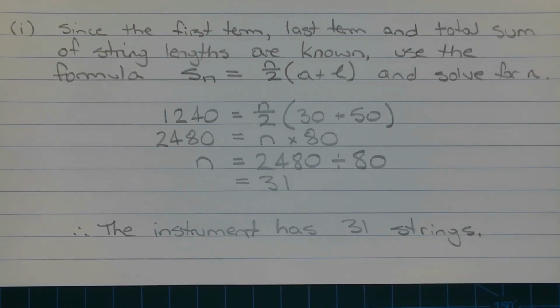Now, in the next step, we can do two steps at once. We can move this division by 2 over to the other side by multiplying 1,240 by 2. We can also add 30 and 50 together since it's inside the brackets, and 30 plus 50 is 80. So the equation simplifies to 2,480 equals n times 80. So isolating n by dividing 2,480 by 80, we get n equals 2,480 divided by 80, which equals 31. Therefore, the instrument has 31 strings.